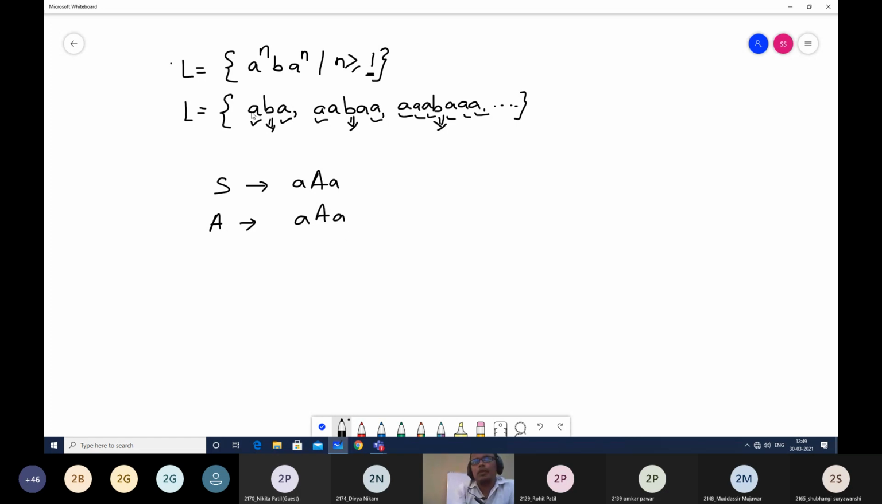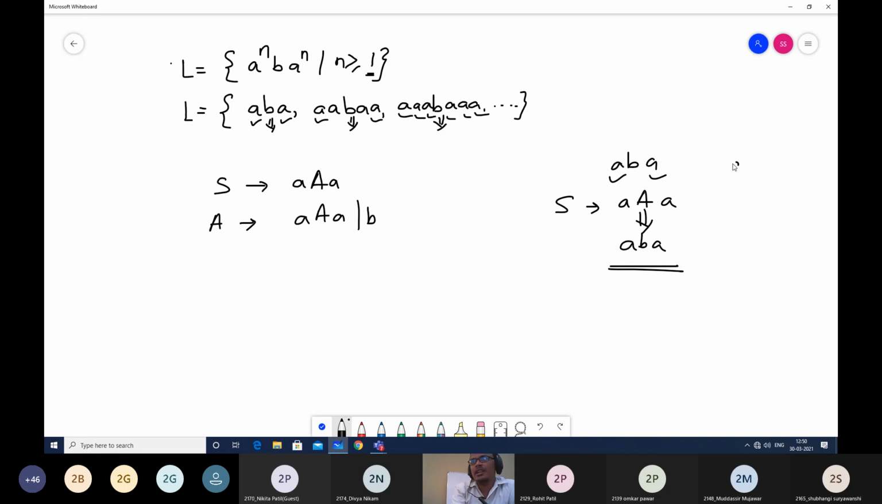Correct? So if I want only one A, say for example my string is ABA. What I'll do, S gives AAA. So this A is done, this A is done. Now with this A, what would I require? I would require a B. So I give here the option of B. So my string ABA is accepted now. My string AB is accepted.